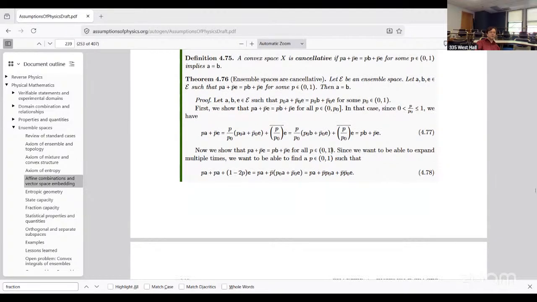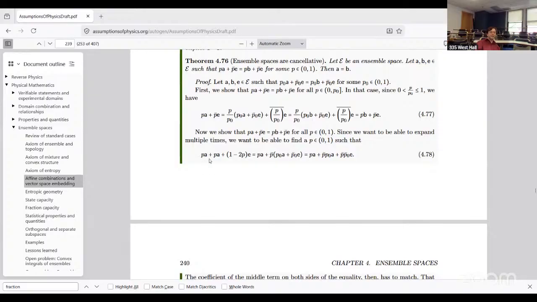And now you want to show it for all the elements from 0 to 1. And this is kind of where we have to do it the opposite. So if you have PA plus this everything, you want to find a P such that you can double the A and let the everything.